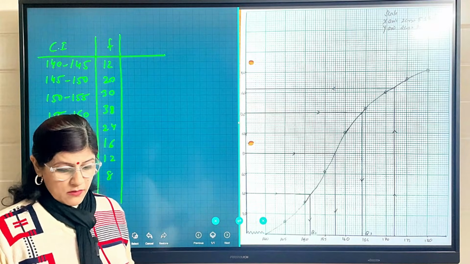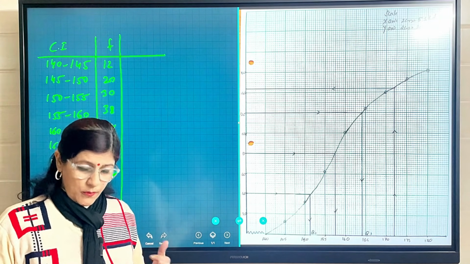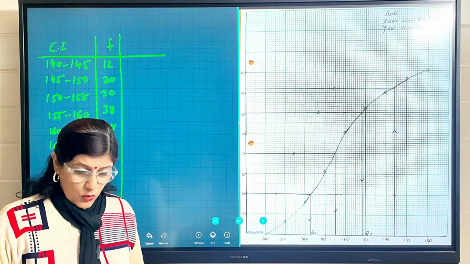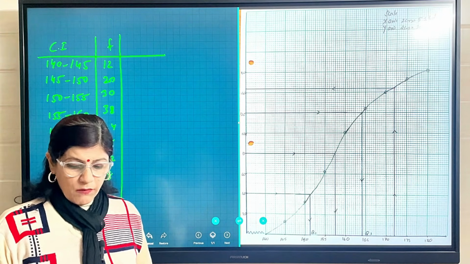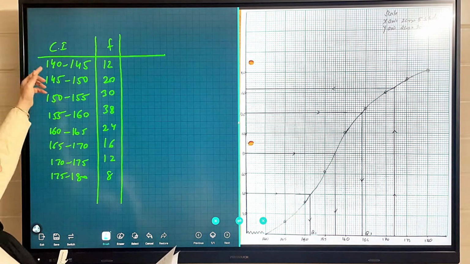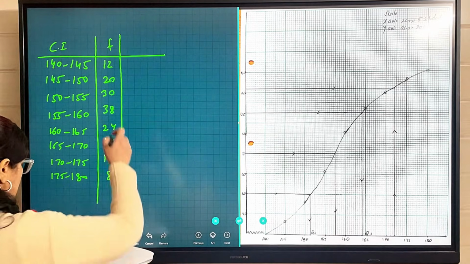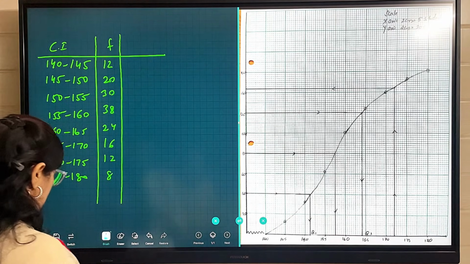Now next part, question number 7 carrying 5 marks, the most important question of all your papers. Now this is drawing of ogive. For that we have to calculate median. Data given is 140, 145. This is the class interval given till 180. And frequency is given 12, 20, 30, 38.